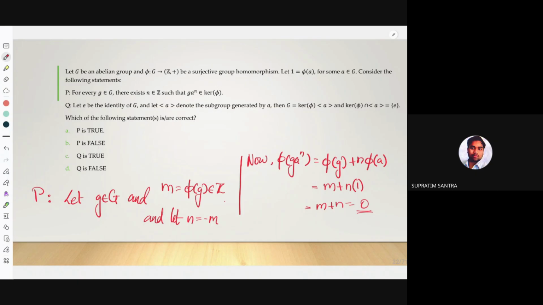So with some initial guess, which we were able to make based on the given details, we were able to show this. We are able to show that this statement is actually true. This implies g a power n belongs to kernel of phi. So P is actually true.